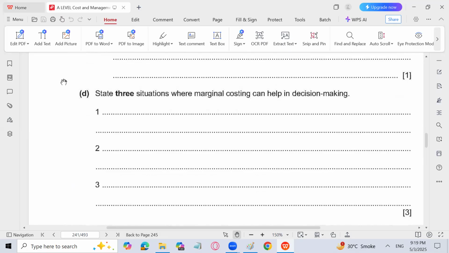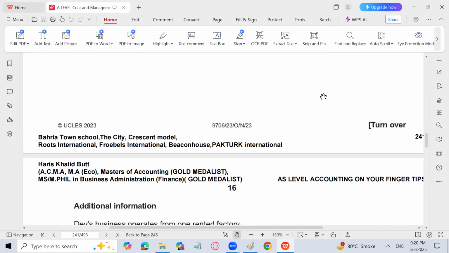It is used for decision making. Discontinuation of a product, it is used in that also. Accept and reject decisions, and discontinuation of a product, whether we should discontinue a product or not. Then when there is a limiting factor, optimum use of limiting resources, we use the marginal costing technique. Optimum use of limited resources.